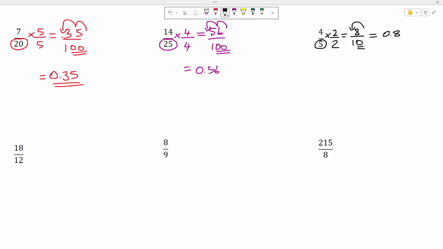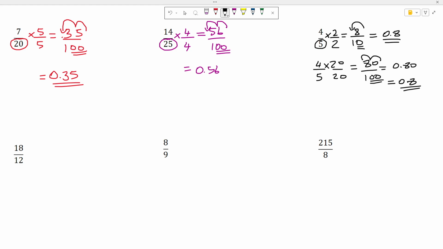Now you can also do the same with, let's say, 4 over 5 by multiplying it by 20. If we multiply by 20, we're going to have 80 over 100. Now 100 has 2 zeros, that means we're going to go 2 places from the right. 1, 2, which is going to give us 0.80, which is also 0.8. So whichever method you use, the answer is going to be the same.